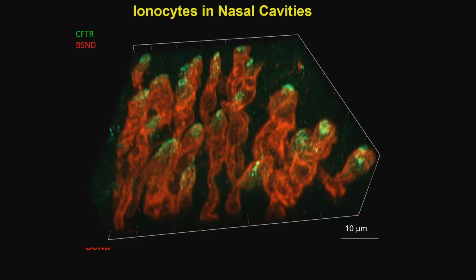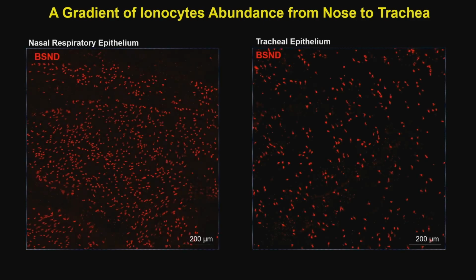Then we checked the CFTR expression pattern. This is a confocal image. We can clearly see the CFTR apical cap pattern in BSND-positive ionocytes in nasal epithelium. Then we wanted to compare ionocyte density in different places. First we compared the nasal respiratory epithelium and the tracheal epithelium. We found ionocytes are really abundant in both, so it's not as rare as we thought.